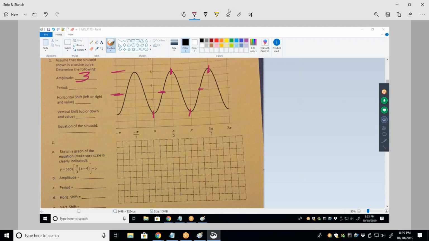Okay. So what is the length of one full cycle? Not 1. Read these numbers down here. We're going left to right. It's pi. Okay? So the period equals pi. Just reading it off the graph. That's all we're doing. That's always the way you do these. You read the amplitude off the graph, you read the period off the graph.